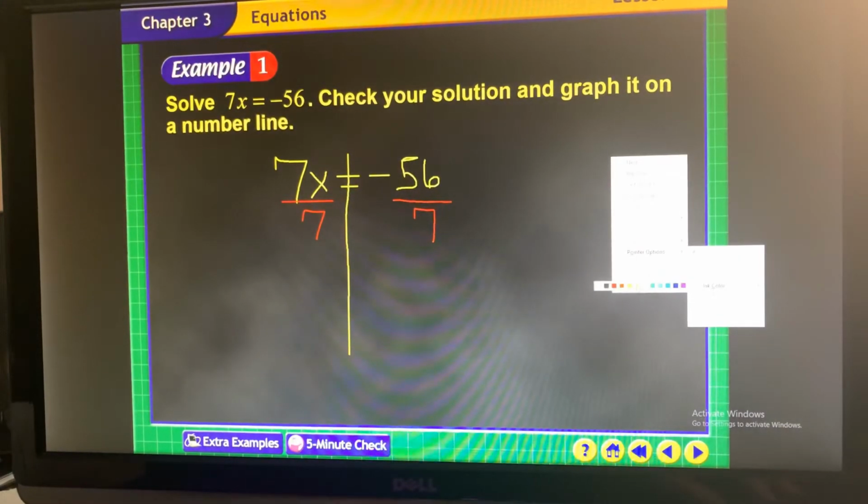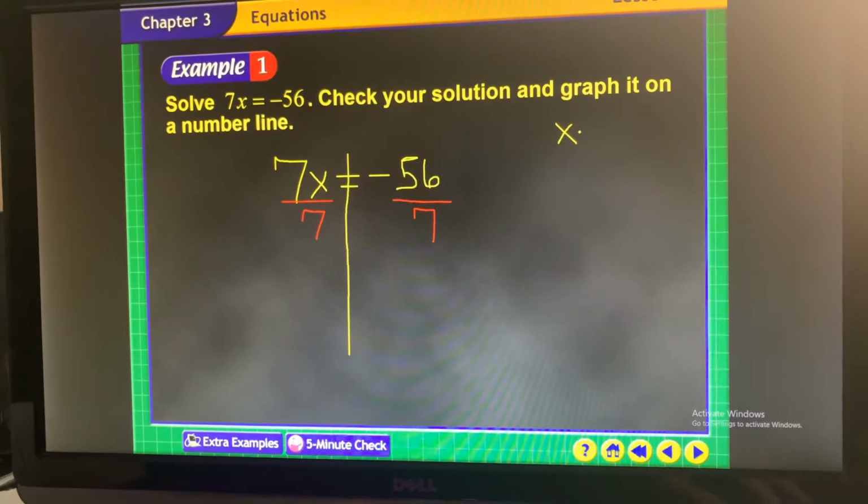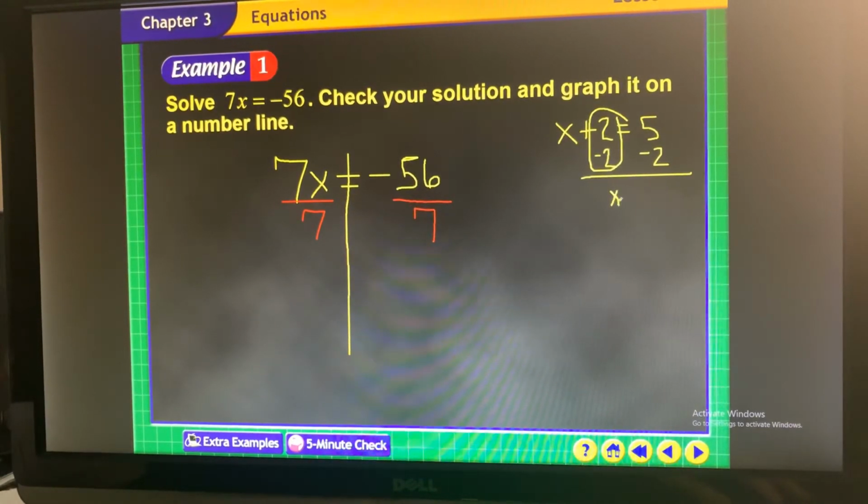When we were doing one-step addition and subtraction problems, remember we needed to undo it with the additive inverse. We needed to make 0. That was the only way we were going to get x by itself, was to make 0 right here. And then we would get x is equal to 3. With this problem, I don't want to make 0, because if I made 0, then I wouldn't have the x. I want the x. So in this case, I need to make 1.